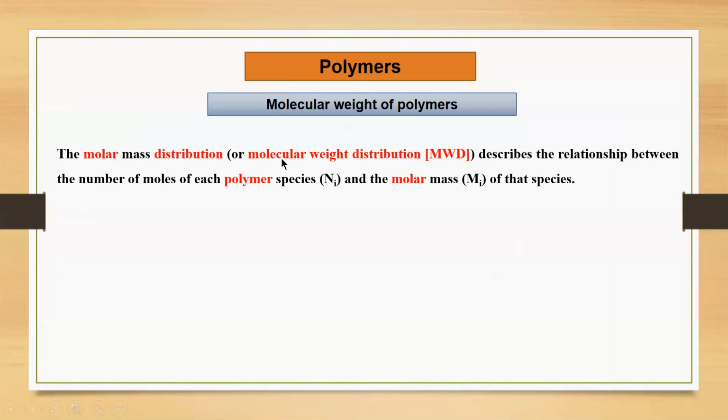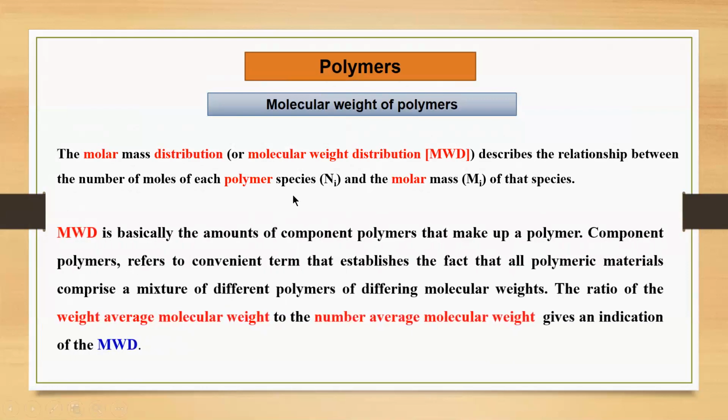By species, I refer to a particular species that contributes towards the formation of the total polymer sample. Molecular weight distribution, which I've abbreviated as MWD, refers to the amounts of component polymers that make up the final total polymer. Component polymers is a convenient term that simply establishes the fact that all polymeric materials comprise a mixture of different polymers of different molecular weights. That is, a total polymer sample is a mixture of different polymers that have variable molecular weights.